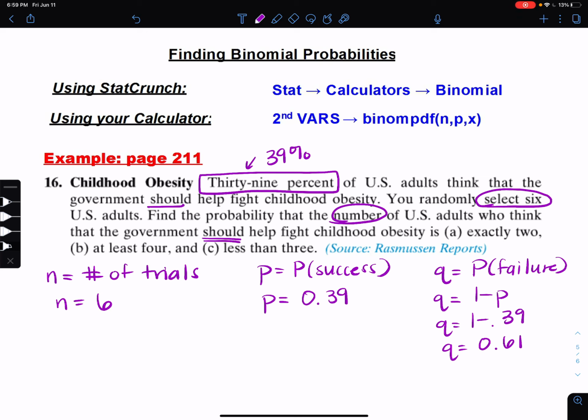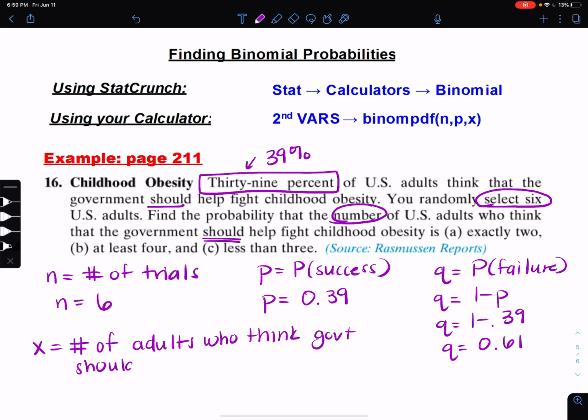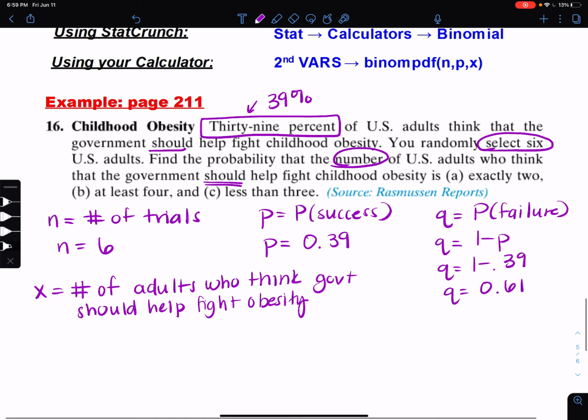And then lastly comes my X. X counts the number of successful trials. And remember, in this case, what we're interested in counting, our success, would be the number of adults who think the government should help fight childhood obesity.